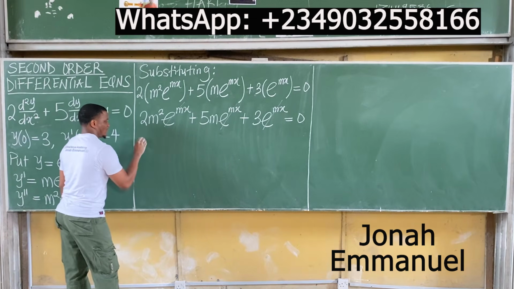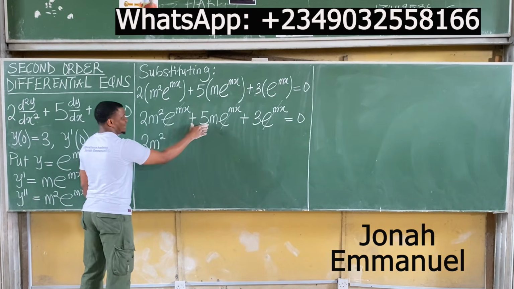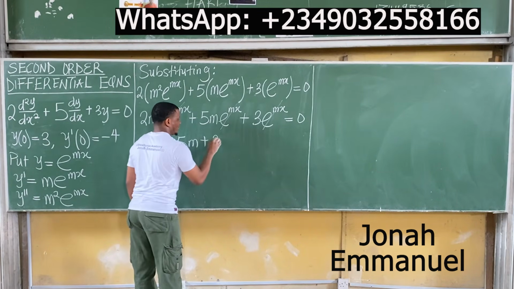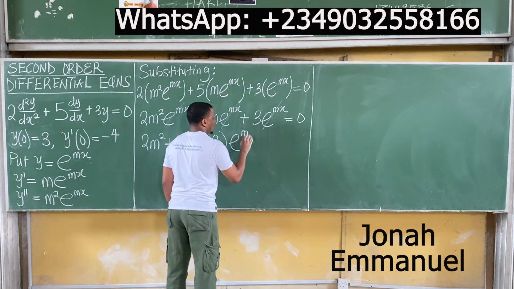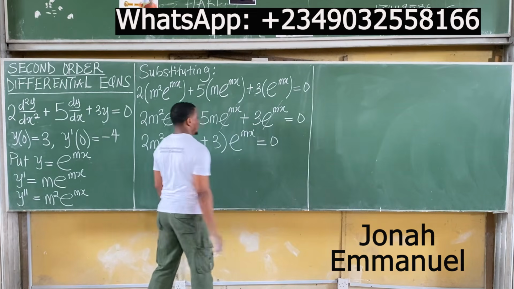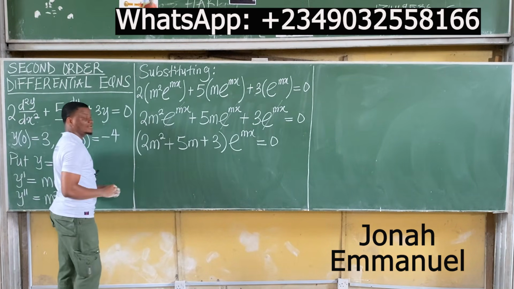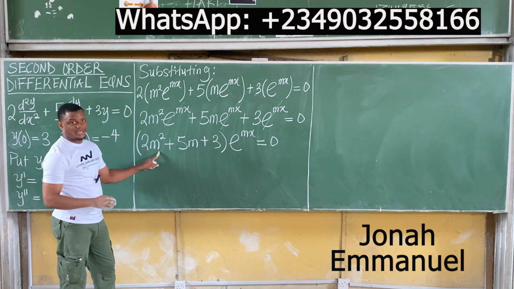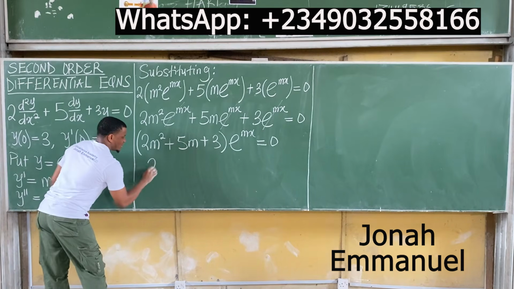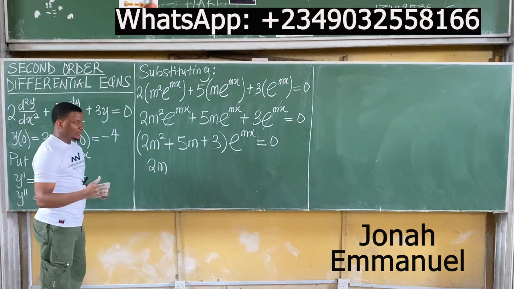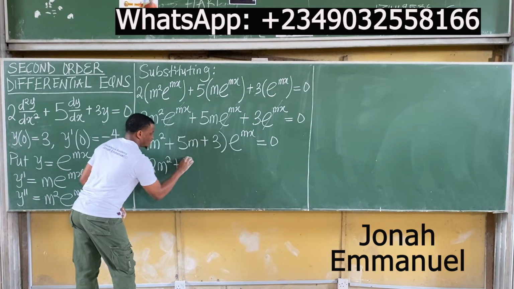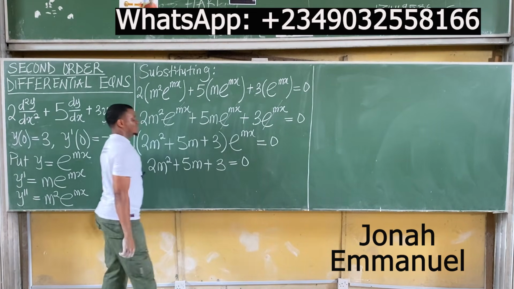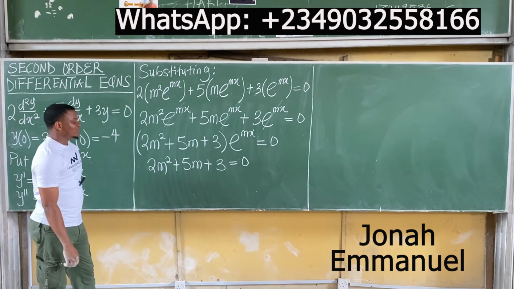What do you have here? 2m squared plus 5m plus 3, all into exponential mx, is equal to what there? 0. So I have this. Right, so we have this. What next there? Pick up this one here and equate to 0. So pick up the auxiliary quadratic equation, 2m squared plus 5m plus 3. Pick it up and equate to what there? 0.